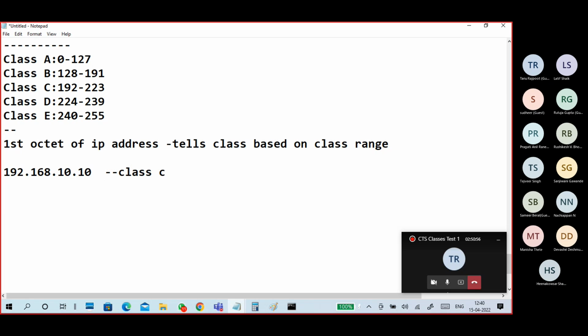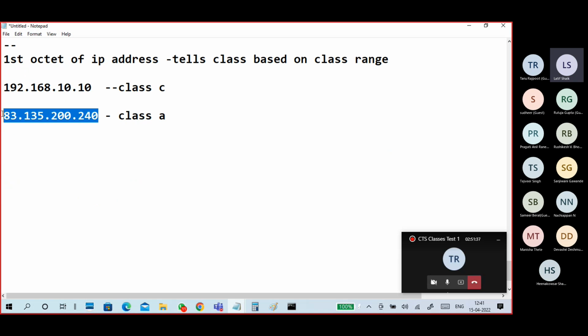Now I put 83.135.200.240. Which class is it? Always look at the first octet. Whatever the other numbers are, don't mind them. First, we have to look at the first octet. It's a Class A. Of course, you also have to check that no octet in the IP address is more than 255.